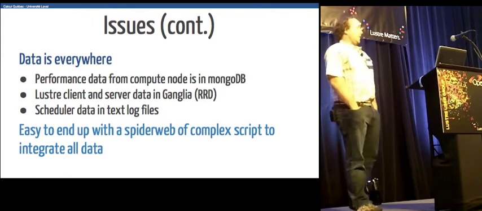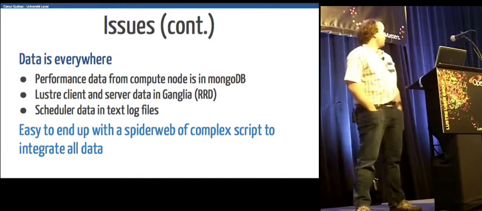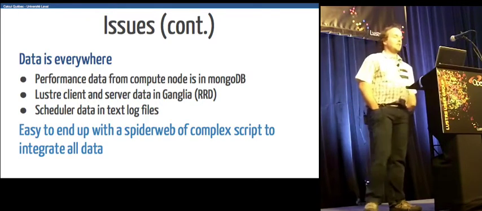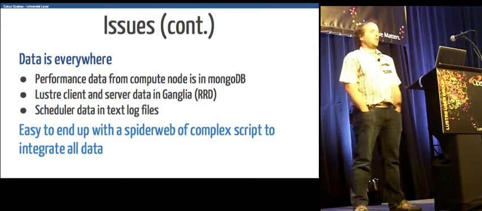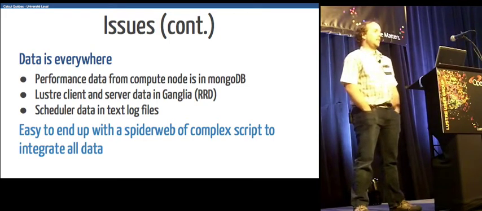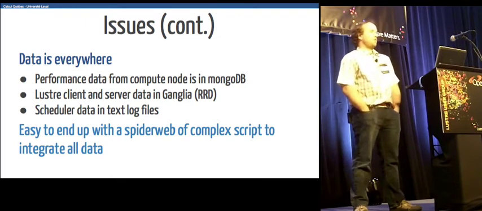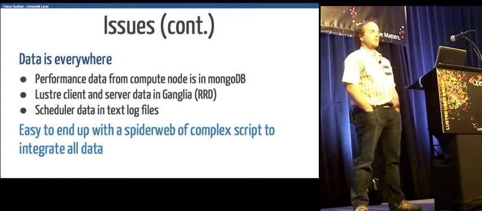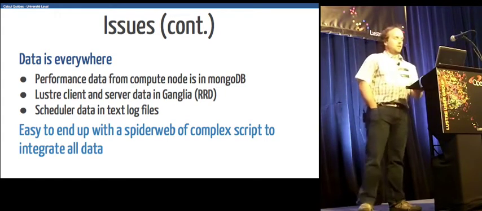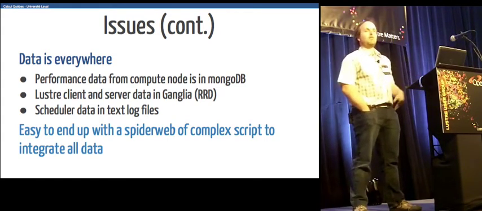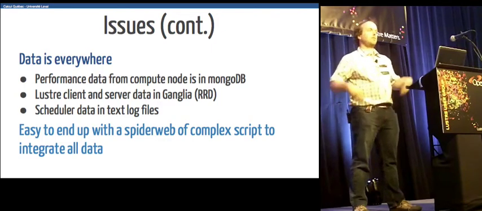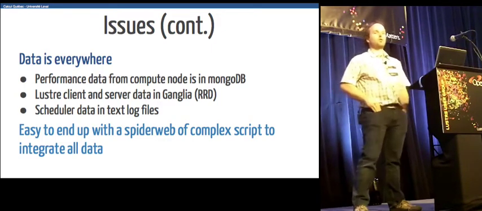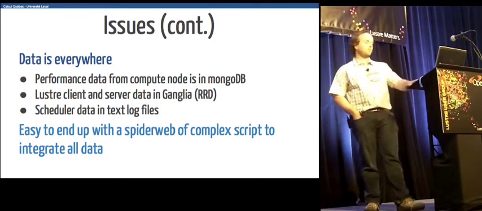So we had data almost everywhere. For a couple of years, we've been collecting performance data about jobs in a MongoDB database. At the same time, we had all the Lustre performance data from every client in the system and every server in Ganglia, so RRD files. And we had the scheduler data that we wanted to cross-reference with that in log files on the systems. So it's easy to picture this whole spider web of custom scripts when it's time to generate a report for end users or even for staff.